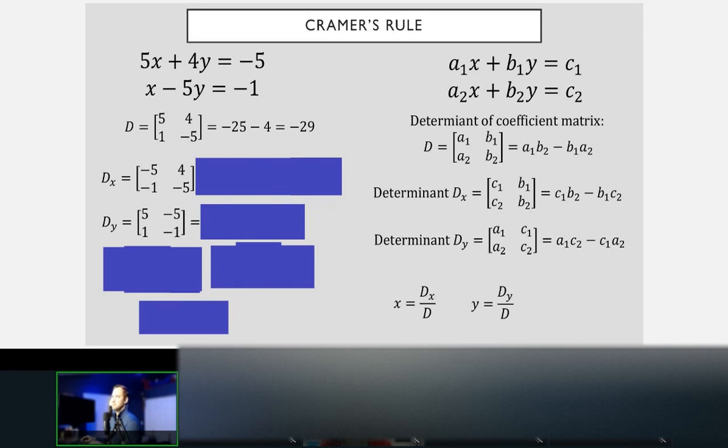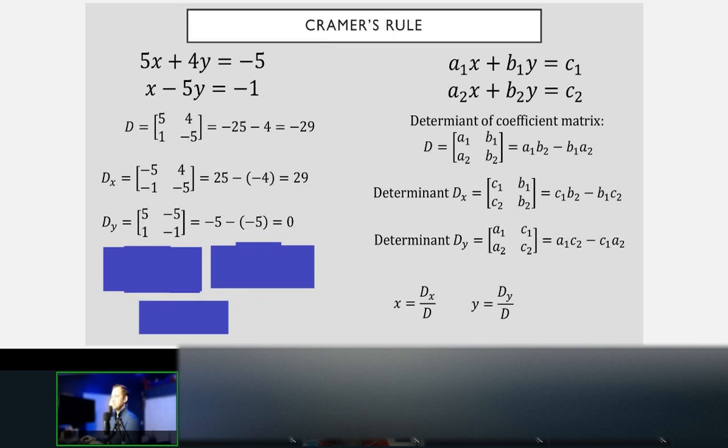All right, we're going to solve d sub x. So we get 25 minus negative 4 gives us positive 29. And then determinant d sub y, negative 5 minus negative 5 equals 0.